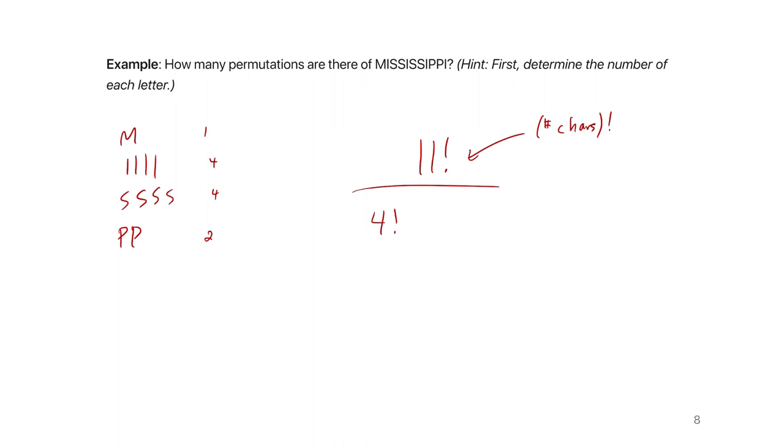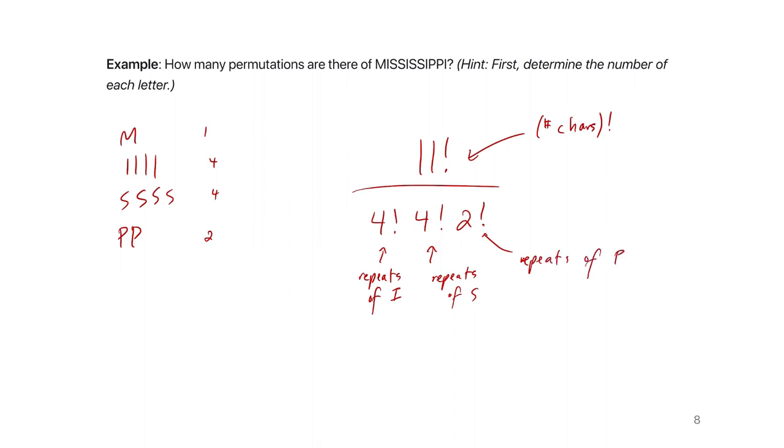Okay, and similarly, we have to do the same thing for the S's, because for every unique permutation of Mississippi, we've counted it 4 factorial times, right? Because we've allowed these S's to be unique when they're really not. So we need to divide by 4 factorial again, and then divide by 2 factorial, because we have the P's. So this is for the repeats of I, and this is the repeats of S, and repeats of P.